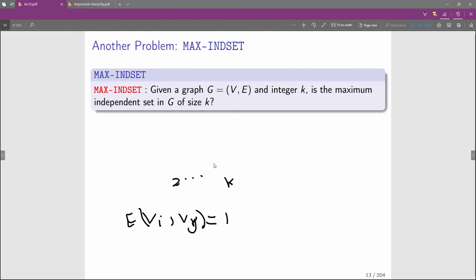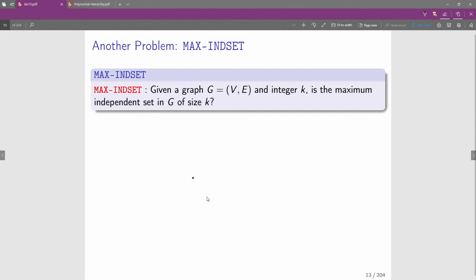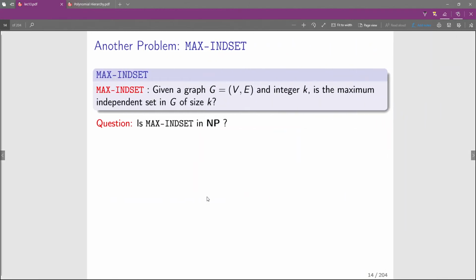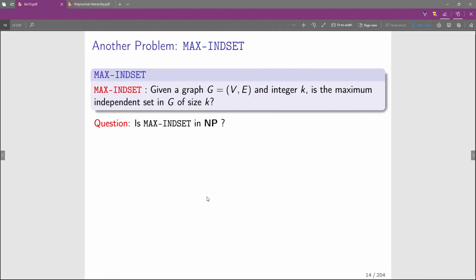Any idea? So as it turns out, it's difficult to frame this problem as a problem in NP. You cannot find a certificate such that you can quickly verify it. So this problem clearly isn't in NP. What about co-NP? Is this problem in co-NP?